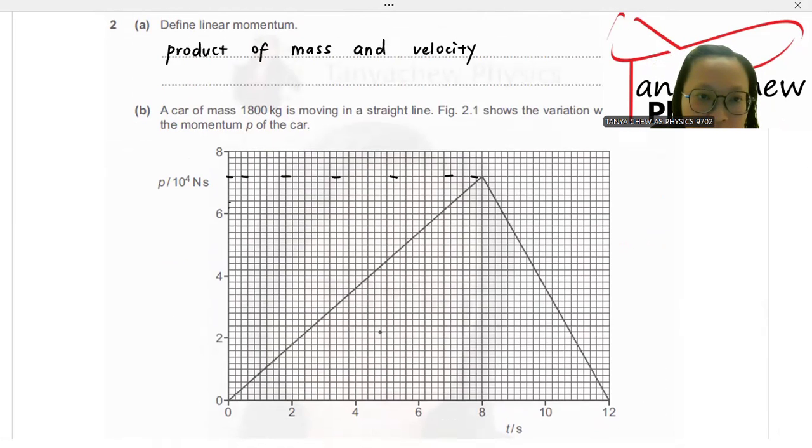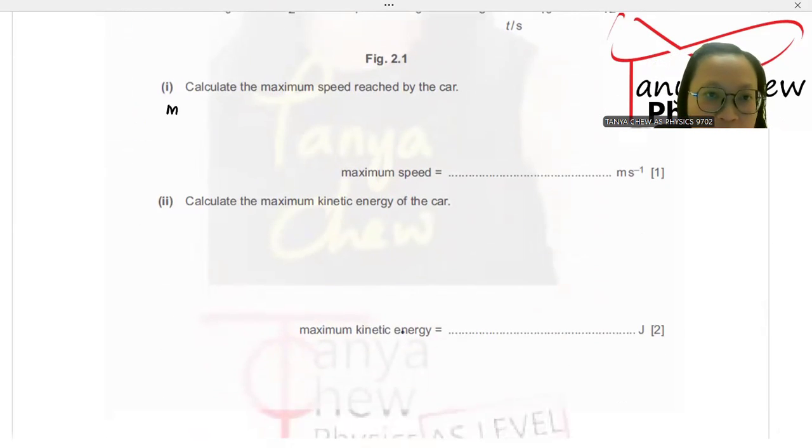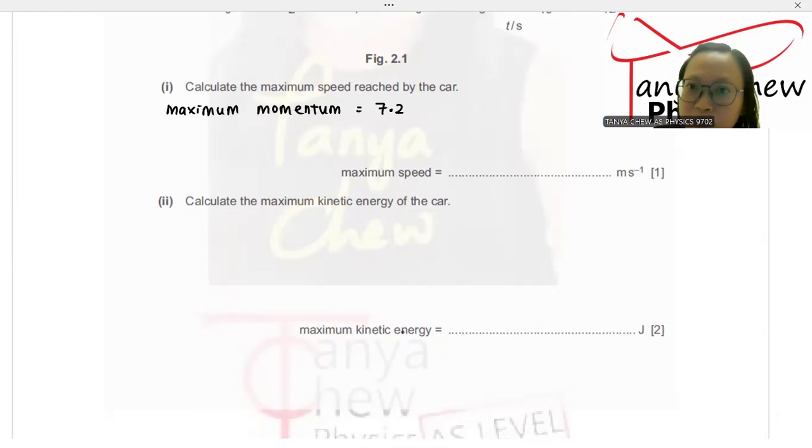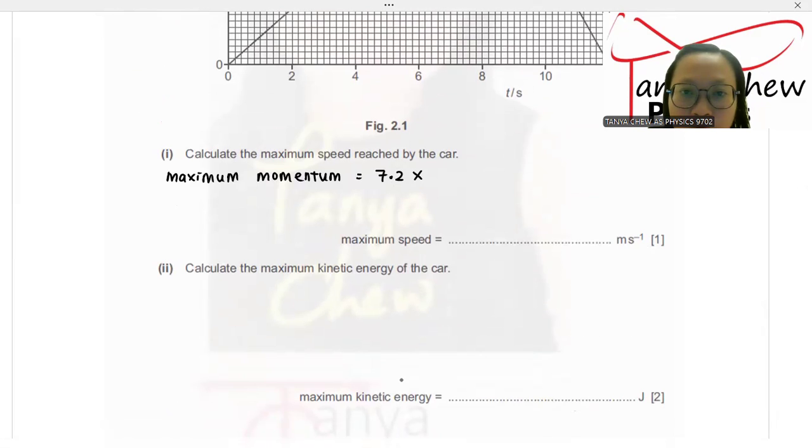This is 7.2. Right, this is the value of the maximum momentum. So maximum momentum, I just write it out first. The value of the maximum momentum is 7.2, but not just 7.2. You have to be extra careful because there's a power on your y-axis, times 10 to the power of 4. Newton second.